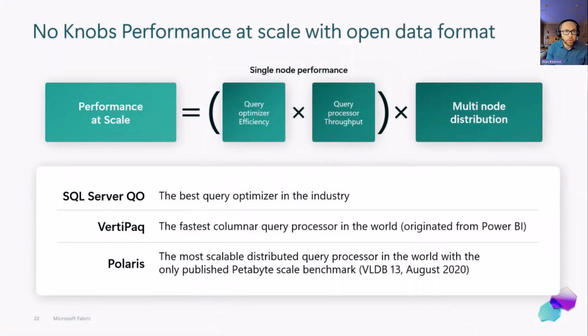All right, so no-knobs performance at scale with open data format. Delta Parquet is that open data format, so you are able to get at that with different tools like Databricks and so forth. I won't get too lost in these different items here like SQL Server query optimization, VertiPaq, Polaris, but just know this is multi-node distribution, MPP, petabytes at scale. It can do a lot of work in a performant way.